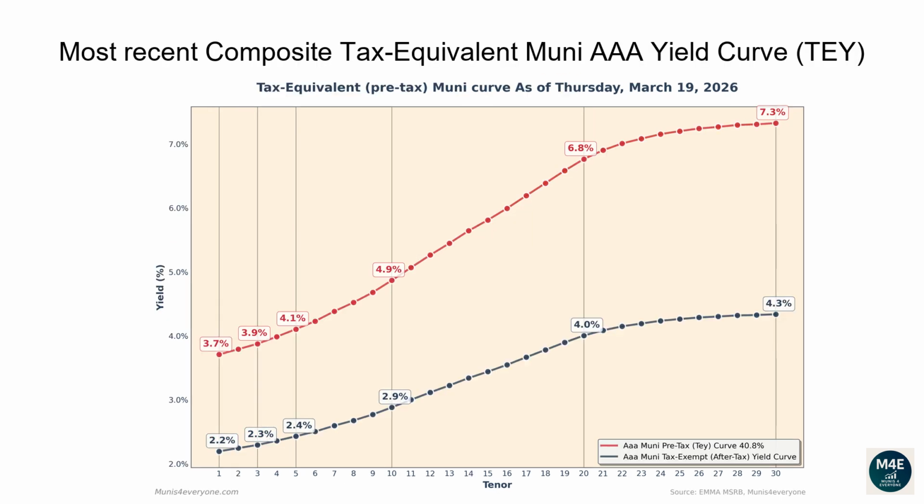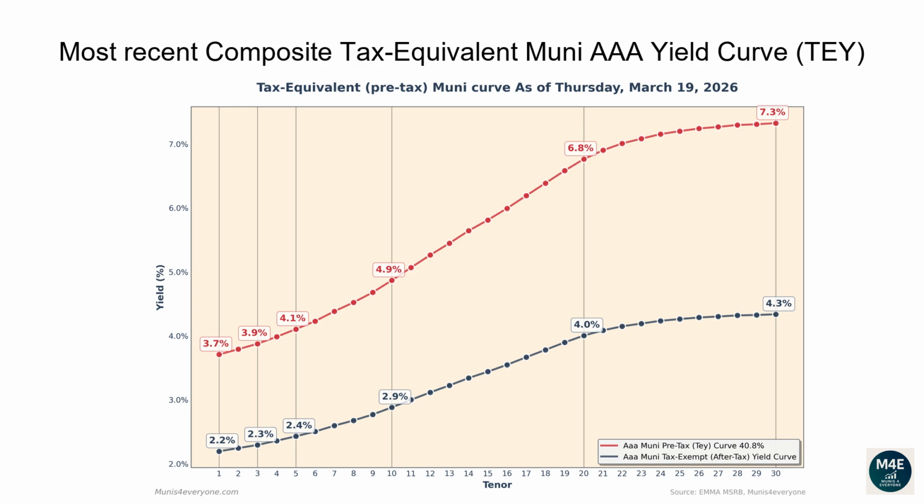Let's now go over the most recent composite tax-equivalent Muni AAA yield curve. The following graph shows, in red, the tax-exempt after-tax Muni yield curve, versus in blue its tax-equivalent pre-tax version assuming a 40.8% top tax bracket, as of March 19, 2026. Why would you care to see the tax-equivalent version of the Muni yield curve? More on this later. Let's first go over the pre-tax, aka tax-equivalent yield curve.